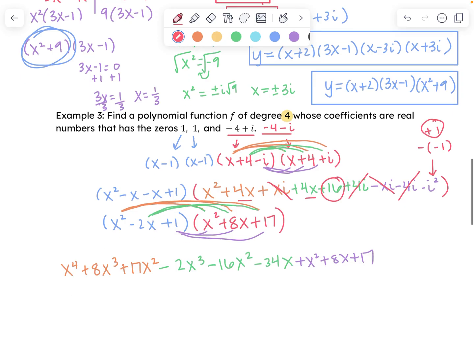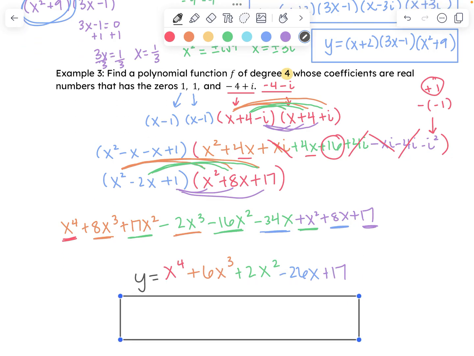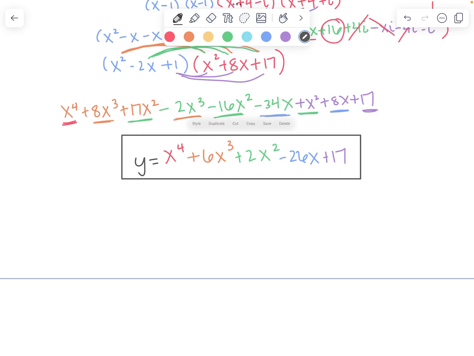I'm going to combine my like terms. So x to the 4th, I don't have anything to combine with, so it's just x to the 4th. Then I've got 8x cubed minus 2x cubed, so that's going to give me plus 6x cubed. Then I've got 17x squared, negative 16x squared, and then another x squared. So I'm going to have plus 2x squared. And then I have negative 34x and 8x, so minus 26x, and the plus 17 on the end. So there's my polynomial equation. There we go. So there's your equation.